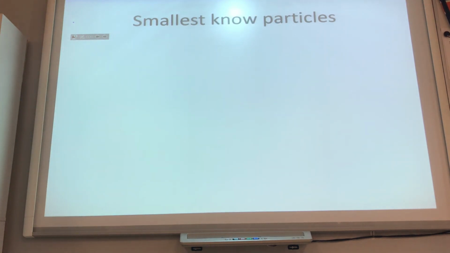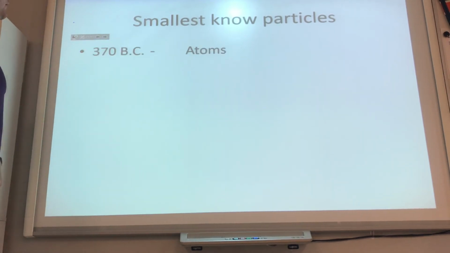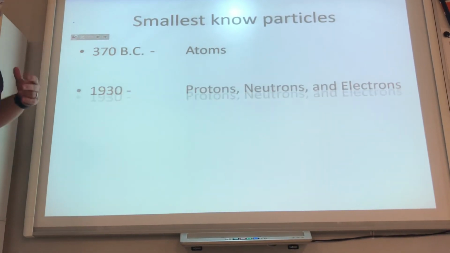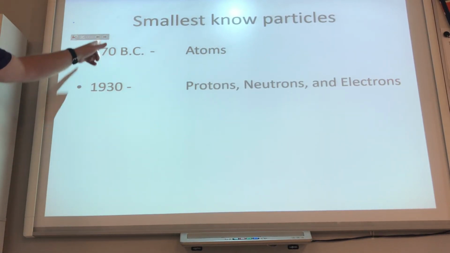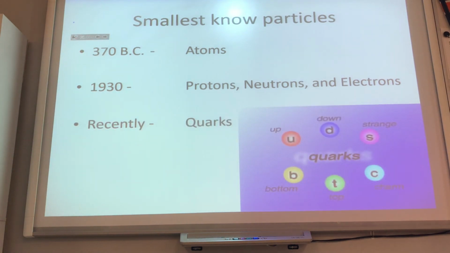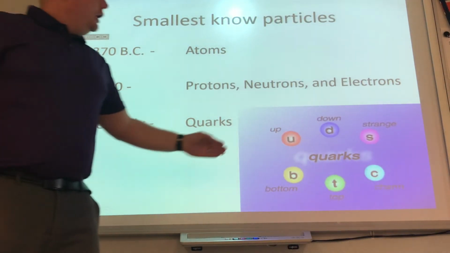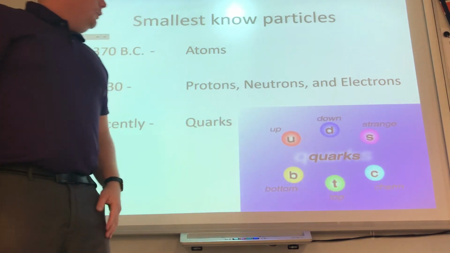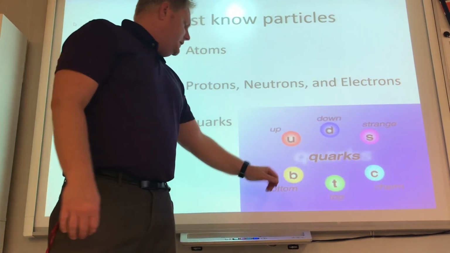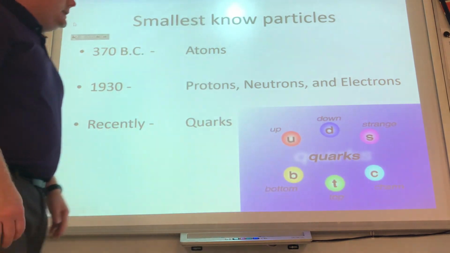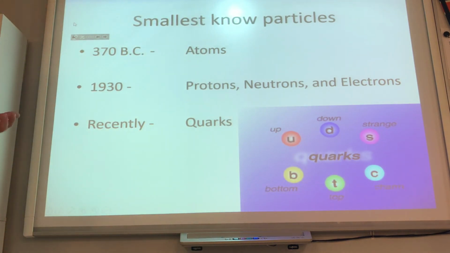Then the smallest known particles, that's changed. All right, 370 BC, atoms. 1930, protons, neutrons, and electrons. Recently, and when I say recently, probably the last 10 years, 15 years, all right, we have quarks. Quarks are the things that make up protons, neutrons, and electrons. One has an up spin, a down spin, a strange spin, a bottom spin, top spin, and a charm spin. All right. We don't know exactly how these work, but physicists are at this time period looking and making sure they can try to figure out how these survive.